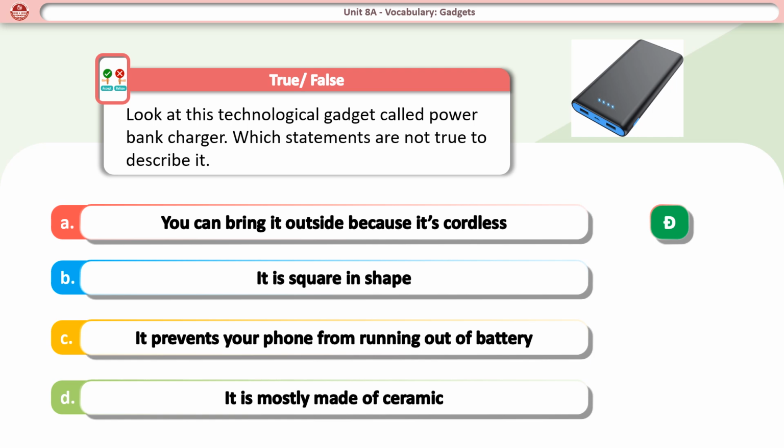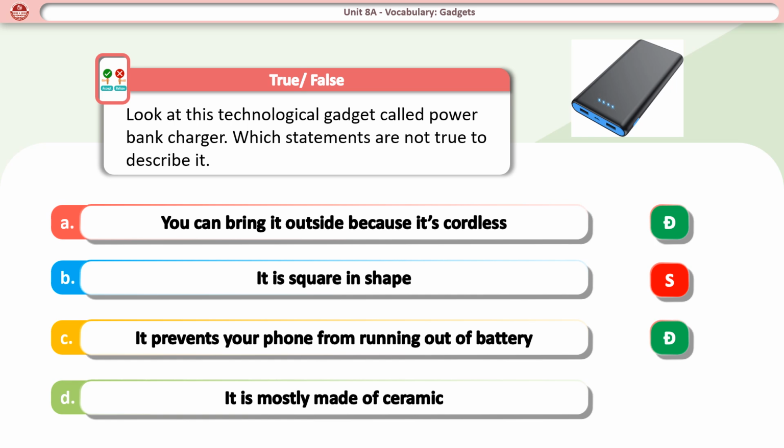Statement B, it is square in shape. For this statement, I would say that it is false because look at the picture again and you can see that it's actually rectangular, not square in shape. For statement C, it prevents your phone from running out of battery. This statement is correct because that is the function of the power bank charger. It helps you when your phone is running out of battery because it contains power inside the charger.